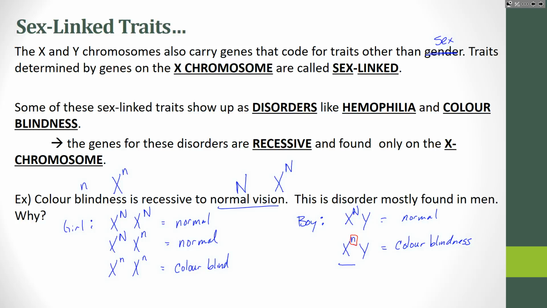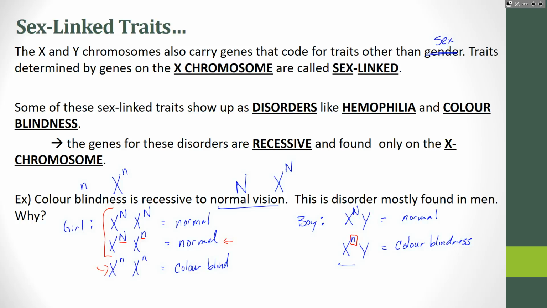So if a boy gets this gene, this little n, there's no gene on the Y chromosome to block it. See, in this case, with a girl, if she gets a little n from her mom or even her dad, she can still get a capital N, a dominant gene, a normal vision gene to block it. So it's less likely, because there's more chances of this happening than this happening.